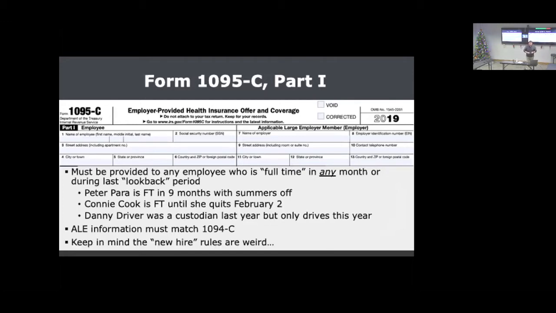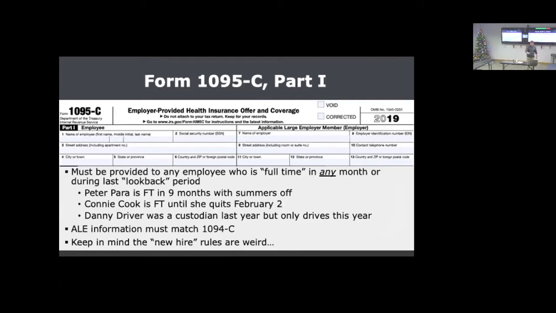The new hire rules are a little bit weird. I'm not going to cover those in detail, but generally speaking, here's how they work. You hire somebody who is going to be full-time and you know it. You hire somebody who's replacing somebody who is full-time. They're supposed to get this form even if the first month that they work for you is December of 2019. Because if you know they're going to be full-time, you're supposed to offer them insurance like you do for other full-time employees. Similarly, if you know they are not going to be full-time, let's say this December you had a part-time para that resigned at the end of November. You hire a part-time para to start December of 2019 this month.